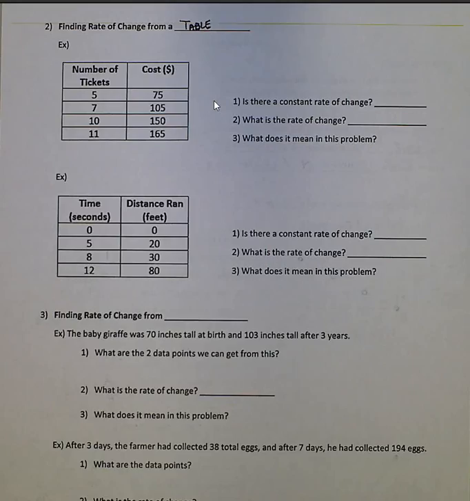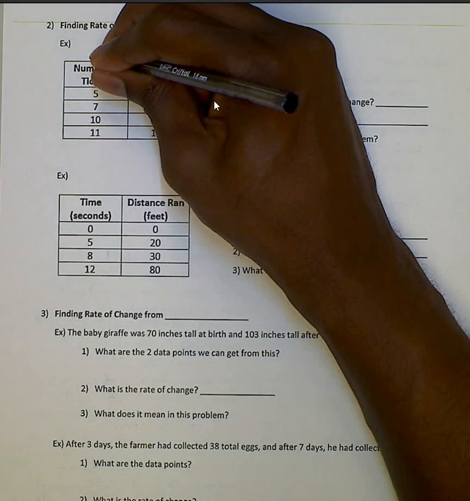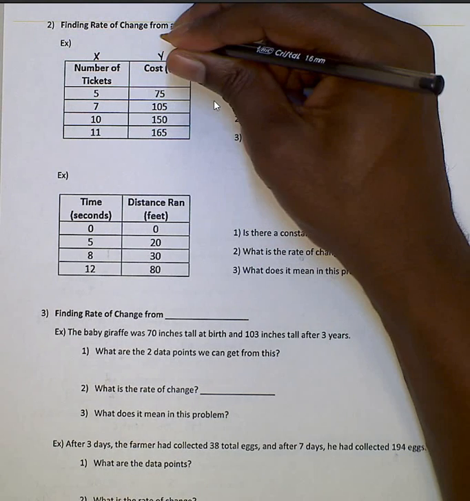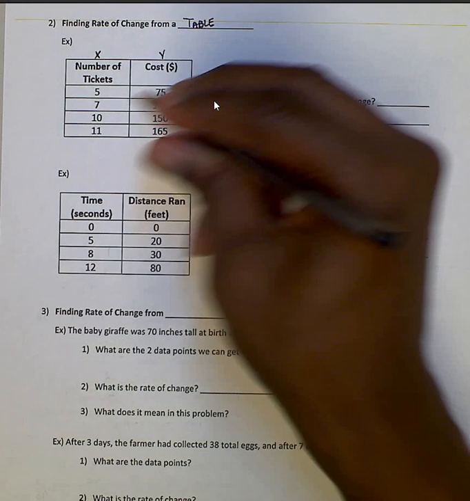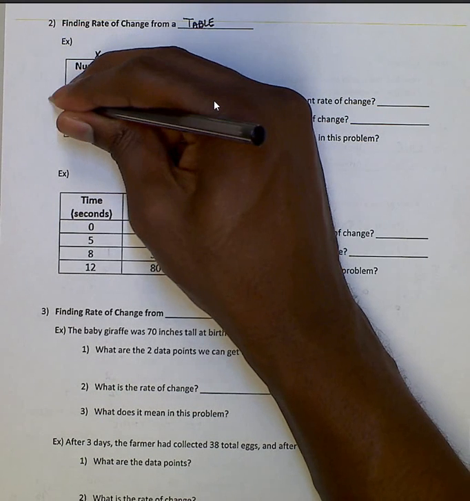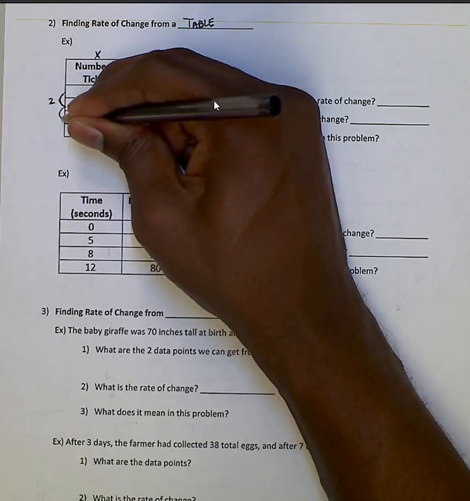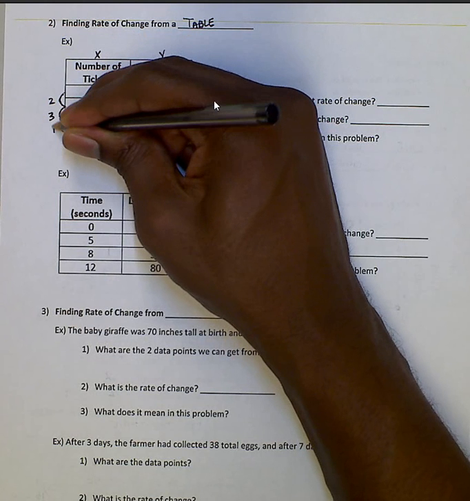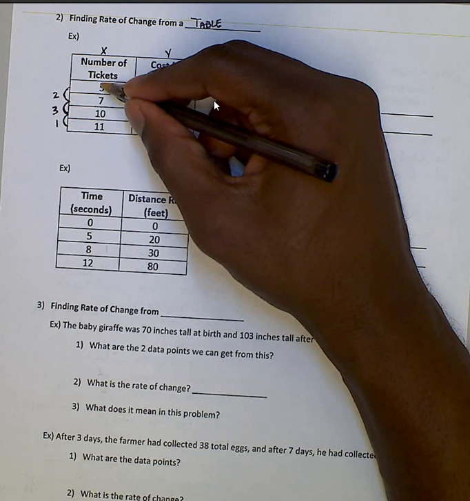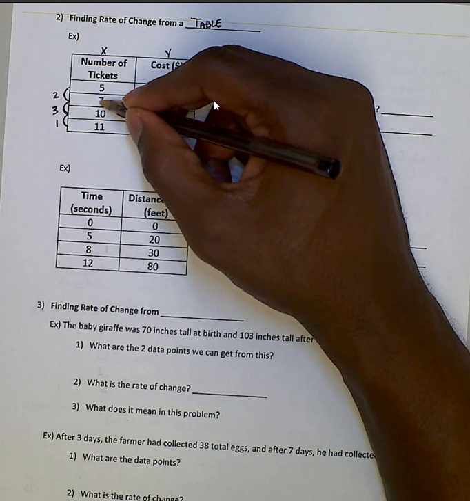So what we're going to see here is when we look for rate of change, we're basically doing the same thing. Remember that this will be x, this will be y. We're going to look at how much y changes over x. From here to here it's 2. From here to here it's 3. From here to here it's 1. We found all that just by saying 7 minus 5 is 2, 10 minus 7 is 3, 11 minus 10 is 1.